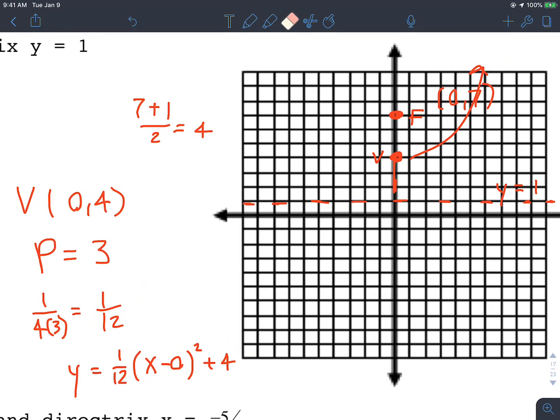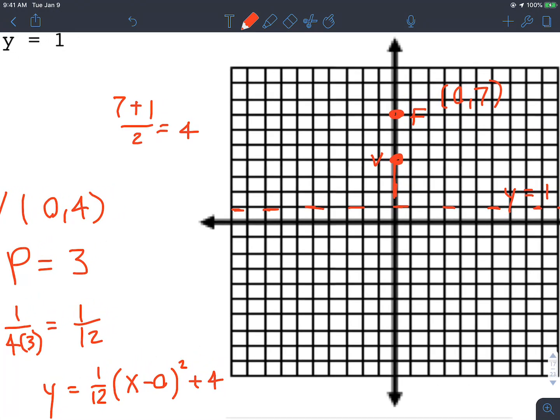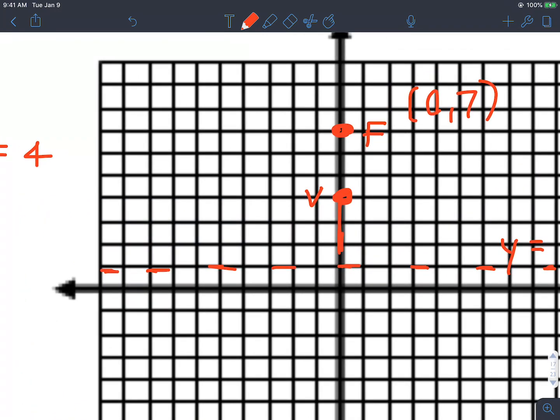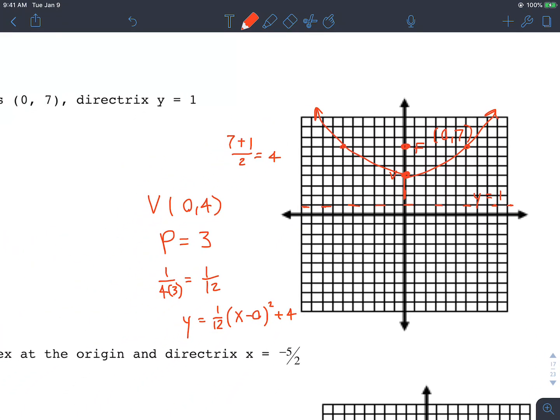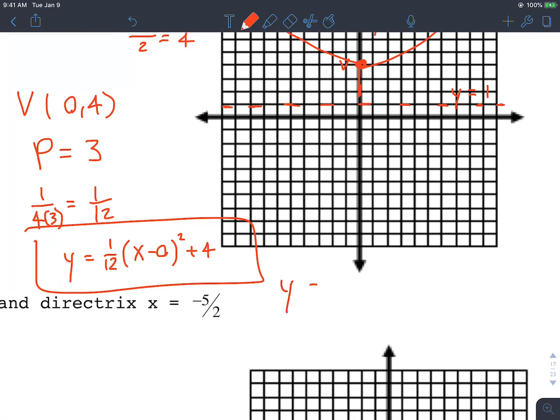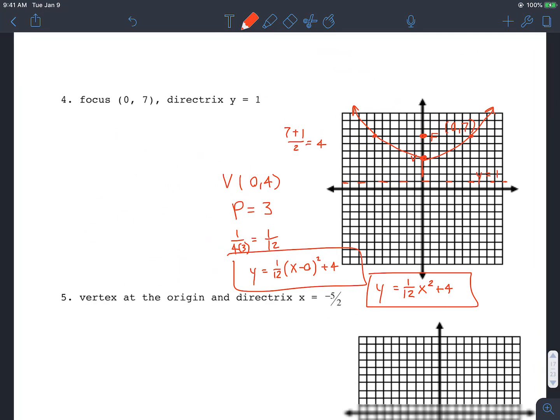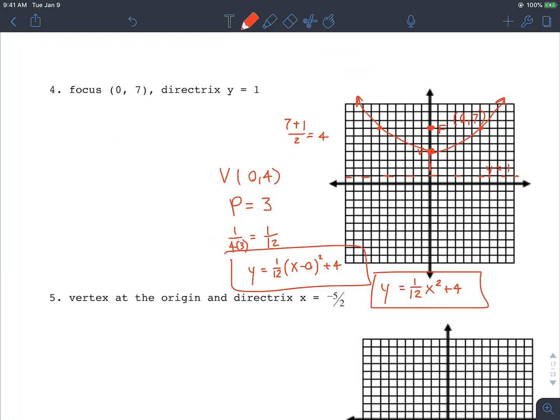Then let me go back and get my LR distance on this. So that's the reciprocal of that, or 4 times p, 4 times 3 is 12. So that'd be 6 to the left and 6 to the right of the focus. And then there you go. So that's your equation. Most people are going to write their equation like this: 1/12, then x squared, and then plus 4. And that'll be it.